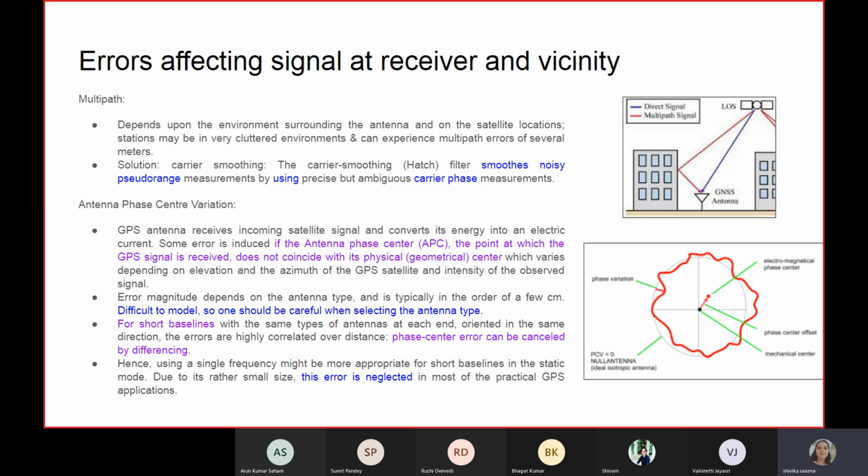Multipath depends on the environment surrounding the antenna, and if the station is in a cluttered environment, it may experience multipath. Multipath means a reflection from reflective surfaces. So the signal travels a longer distance from the satellite to the antenna than the actual distance. This can be taken care of by using carrier smoothing, which is smoothing the noisy pseudo-range measurements using precise carrier phase measurements.